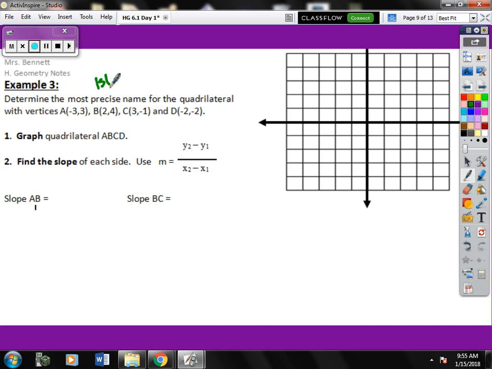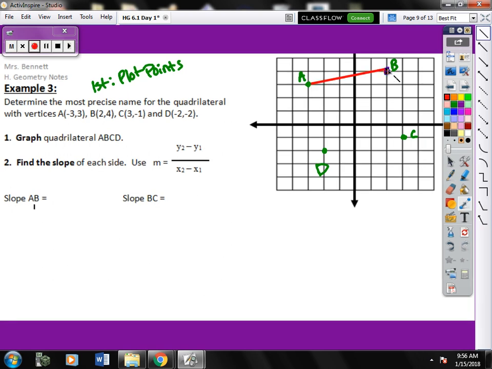So the first step, you need to plot your points. And you probably want to label them with the letter. Some students don't do that and then they get really confused. So we would plot a point at negative 3, 3. Call that A. Positive 2, 4 is B. 3, negative 1 is C. And then you want to take and connect those with segments.